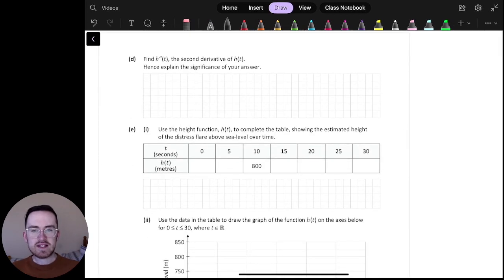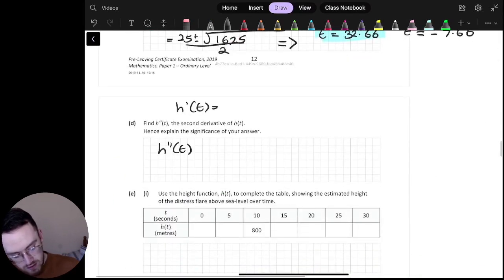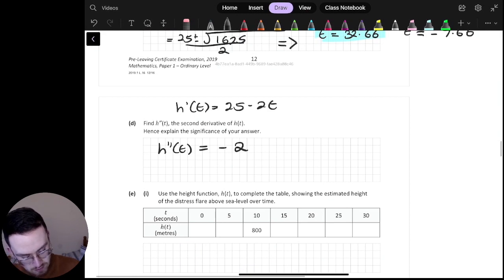Okay, we're asked to find the second derivative of h of t. Okay, so let's do that. So we have the first derivative. We can write it up here as a reminder for ourselves. So the first derivative was 25 minus 2t, which means my second derivative is just going to be minus 2.